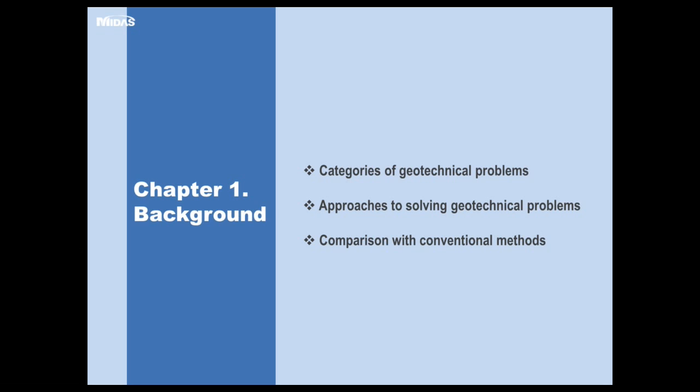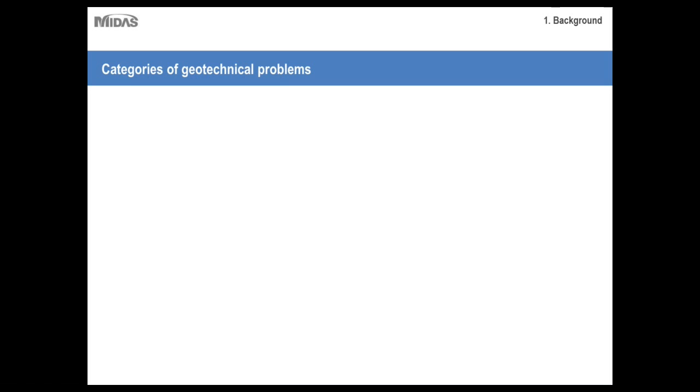Okay, so once again, chapter 1 is just the background. We'll go over categories of geotech problems, approaches to solving these problems, then also comparisons of various conventional methods, certain shortcomings and advantages of each one.